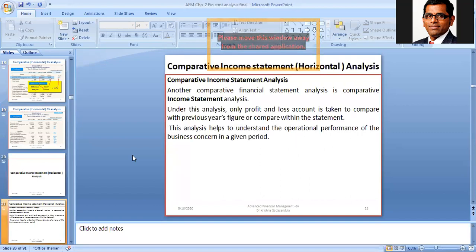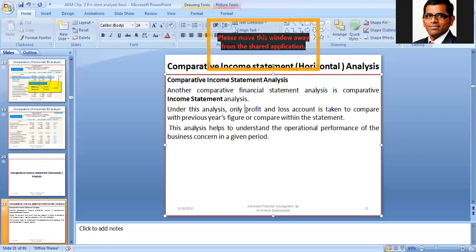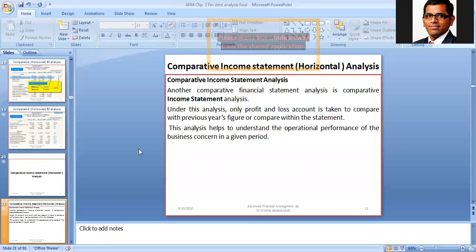How do you do this comparative income statement analysis? It's the same as how we compared the current year with the previous year. The same way, the income statement is also prepared with the previous year. Under this analysis, only the profit and loss account is taken to compare with the previous year figures. I already told you, income statement or profit and loss account, both are the same, just the terminology is different.